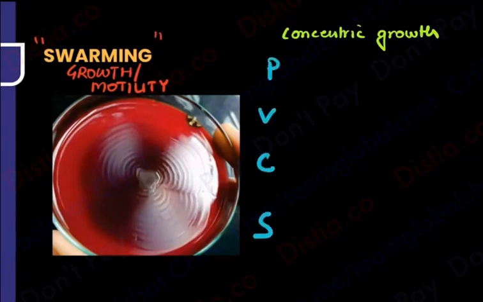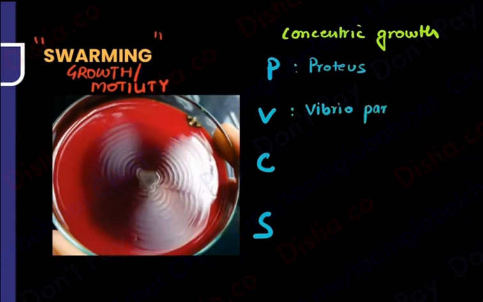Please note, this concentric round and round and round thing that you're seeing on a blood agar, that is swarming. So this level of concentric growth cycles is referred to as swarming. And let me tell you once again, guys, that this is not just seen with Proteus, it is seen with PVCs. What is PVCs?